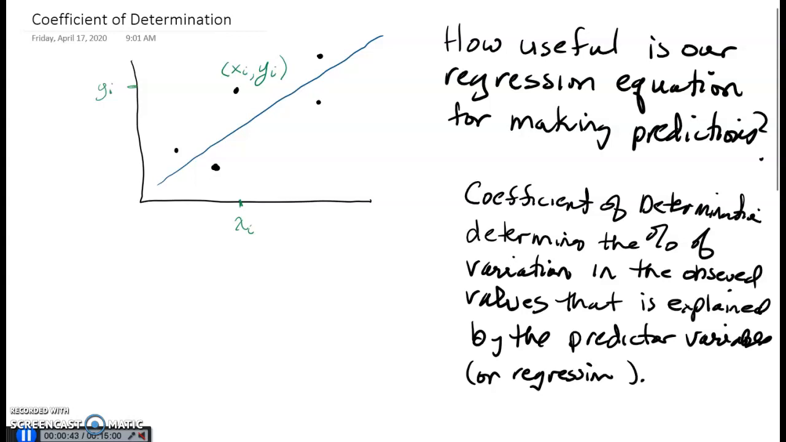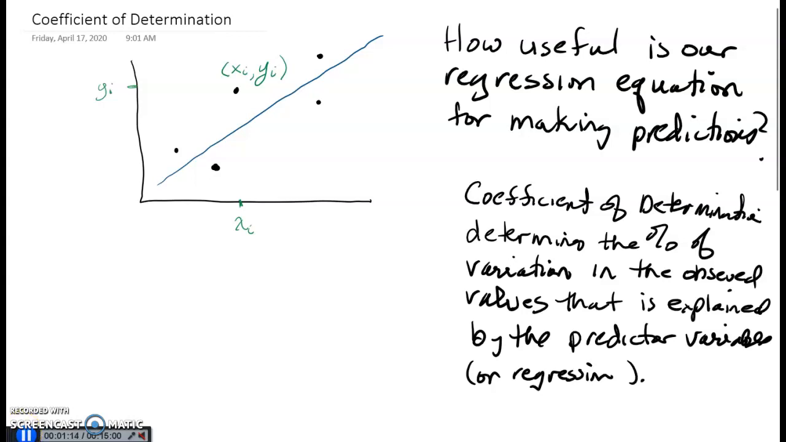There are a lot of ways that we can determine how useful a regression equation is. One of them is called the coefficient of determination. The coefficient of determination basically determines the percent of variation in our observed values, so our test scores, that can actually be explained by the predictor variable, which in the problem we've been working on is the number of hours studied.